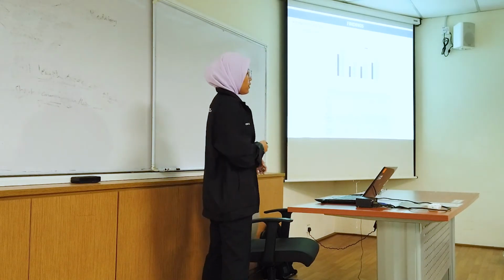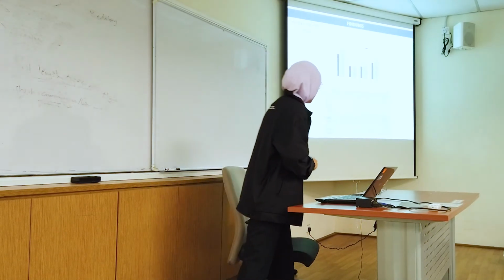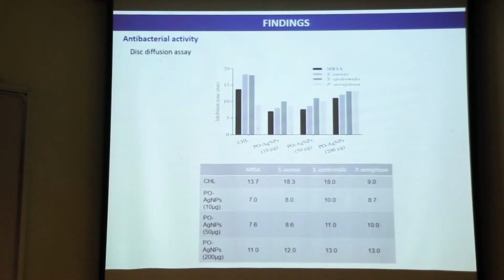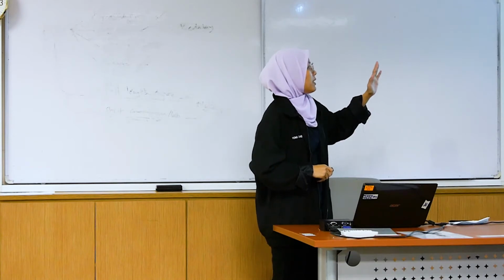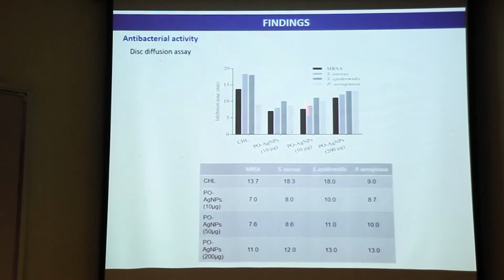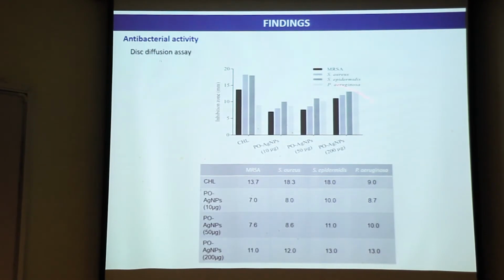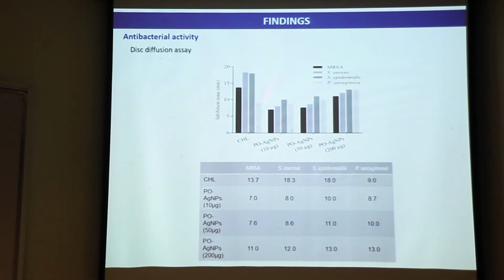So we started with the diffusion assay. I'm going to slow down a bit. If you can see here, we used 3 different amounts of silver nanoparticles. The reason is that we are interested in the relation between different amounts of silver nanoparticles and the inhibition zone. We can observe a pattern where an increased amount of silver nanoparticles results in a greater inhibition zone. This is observed throughout all 4 organisms.